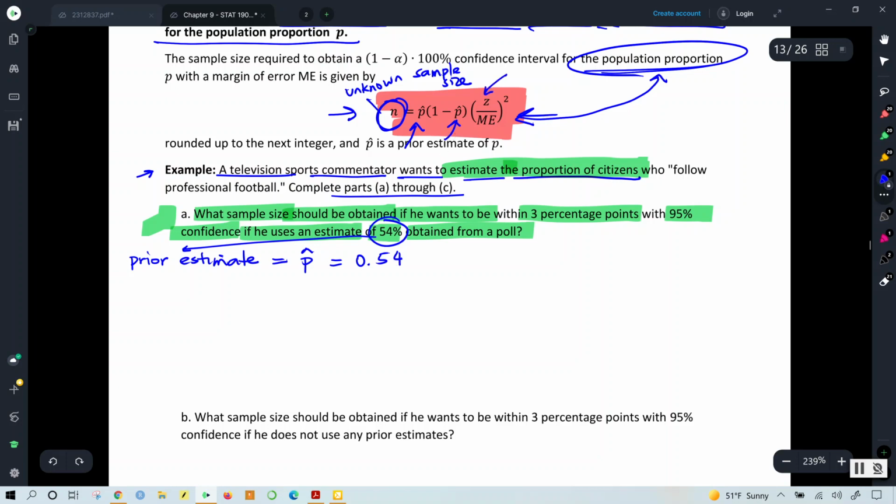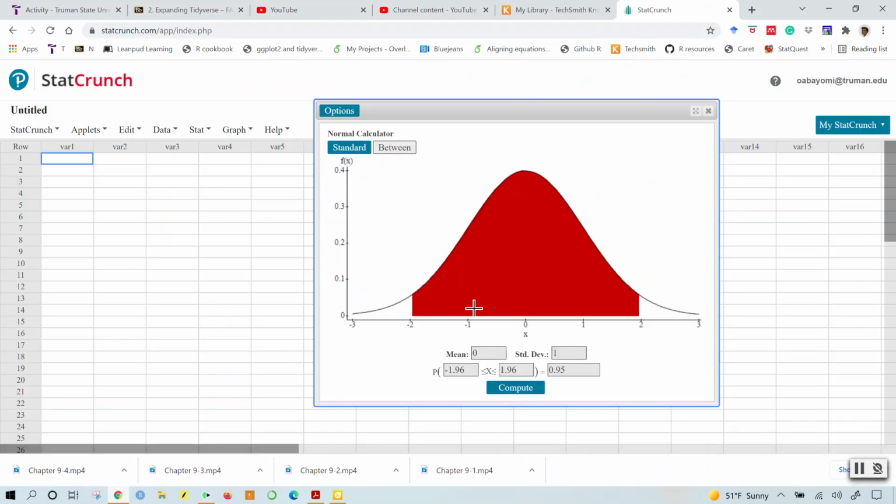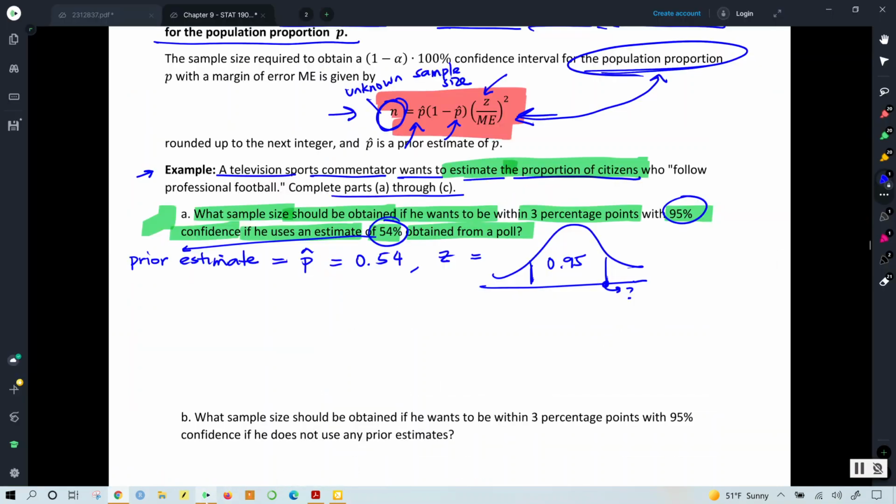The next thing we need is Z. To find our Z, we need the normal distribution and the confidence level, which is 95%, 0.95. And we need this value right here. So we go to StatCrunch, and interestingly, we just did that. When it is 0.95, the value we're searching for is 1.96. Take that back to my working board.